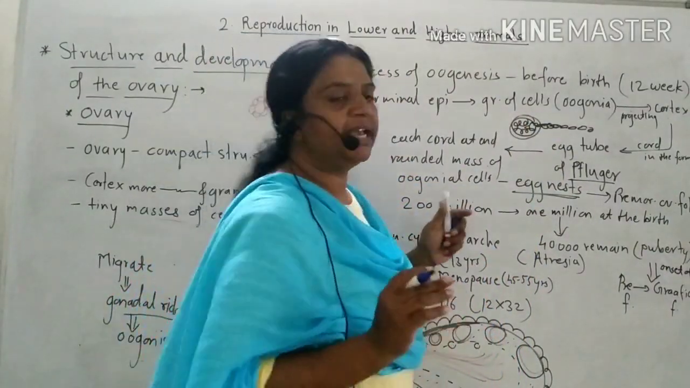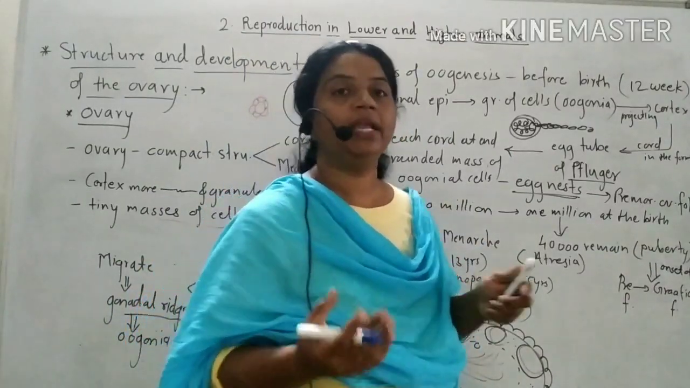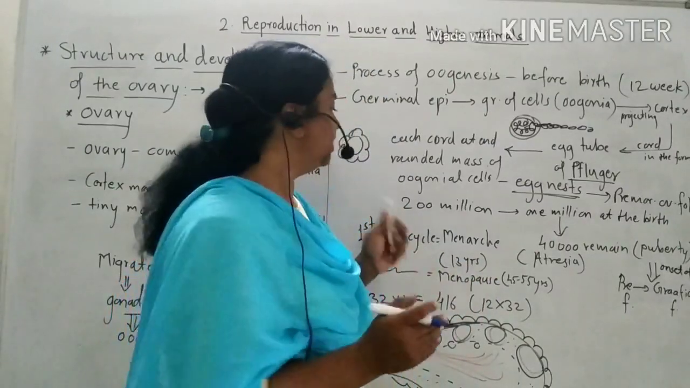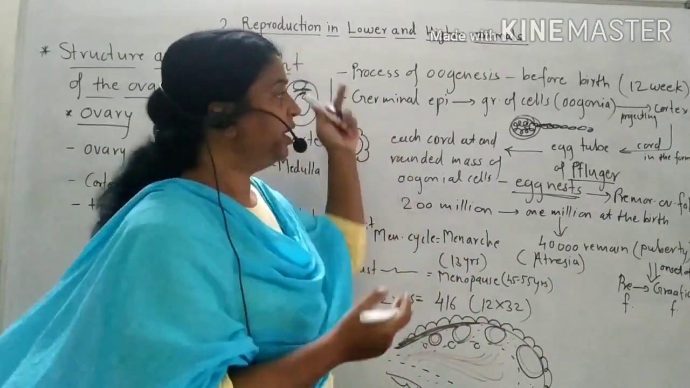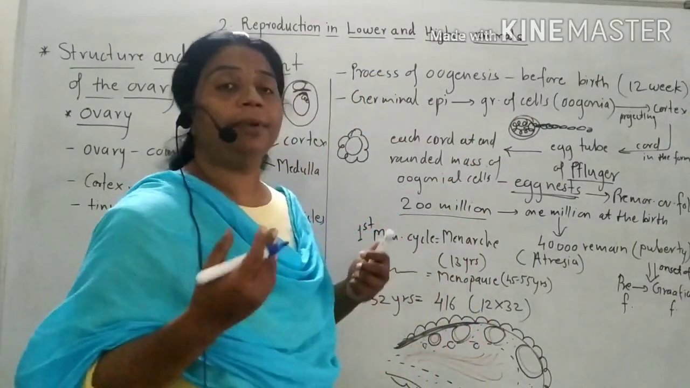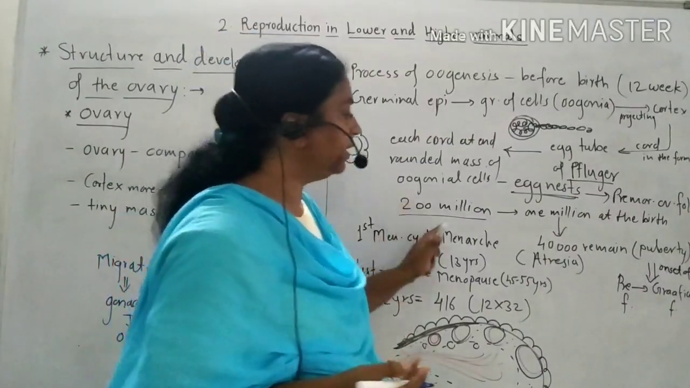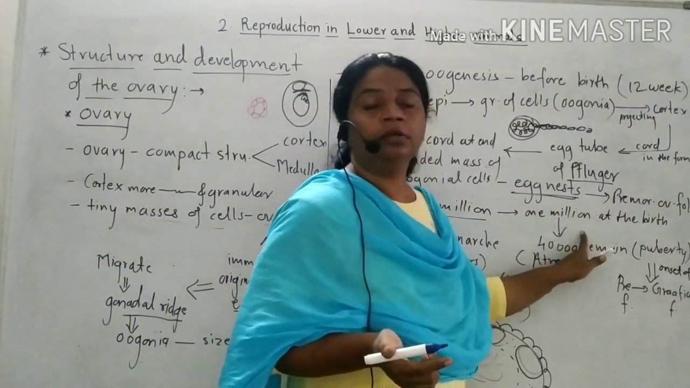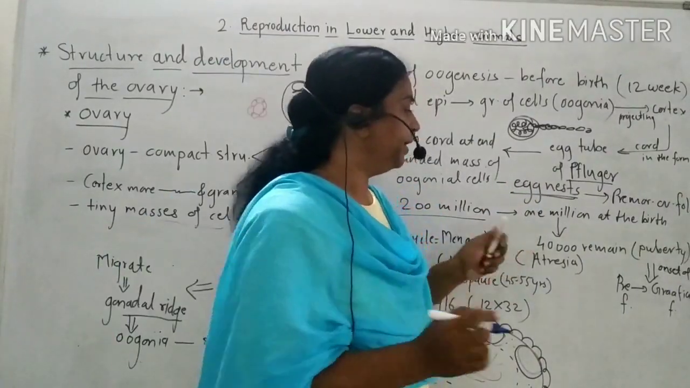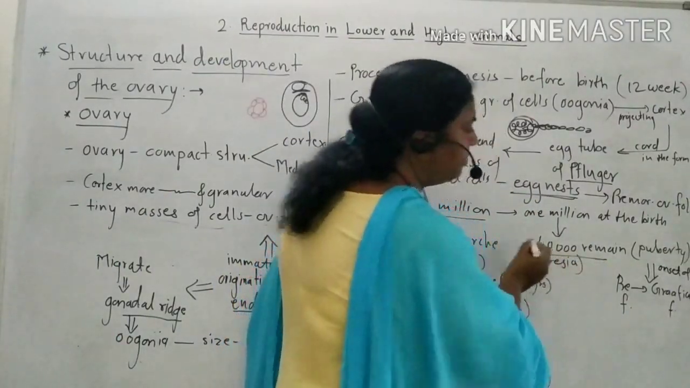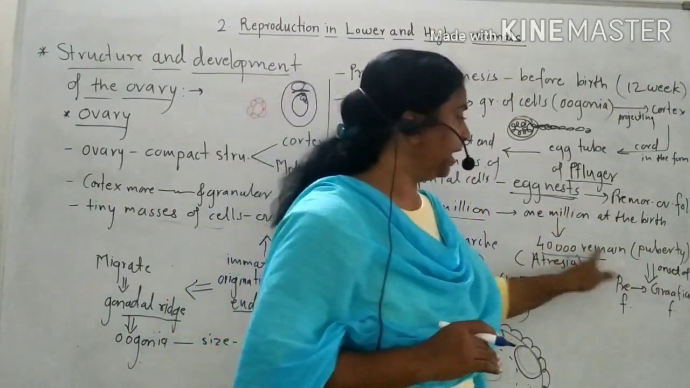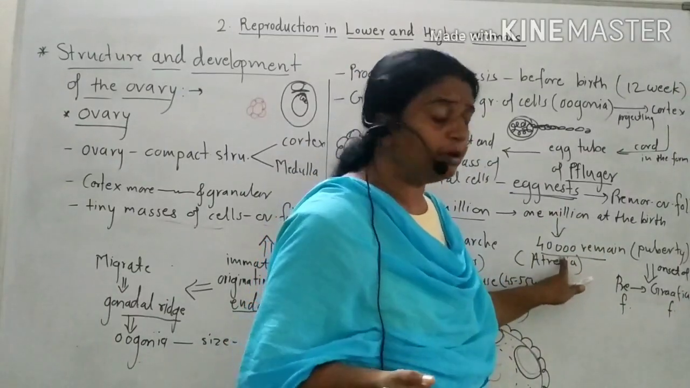And from this egg nest, the primordial ovarian follicle develops. Before the birth, when it is in the mother's uterus, more than 200 million primordial follicles are formed, but only 1 million follicles remain up to the birth of the female baby. Then only 40,000 remain up to puberty. Up to puberty, how many remain in the female? Of this 1 million, again only 40,000.